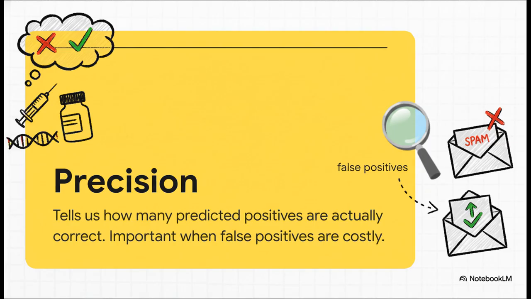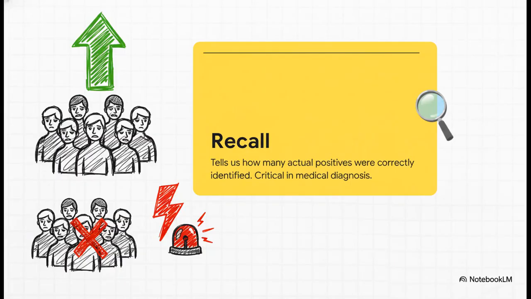Think about it like this. You want high precision when a false positive is a really big deal. The classic example is a spam filter. You want it to be very precise so it doesn't just start throwing important emails from your boss into the junk folder. Now, the flip side of that coin is recall.